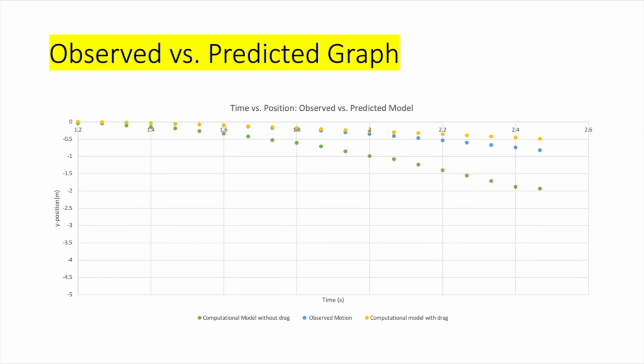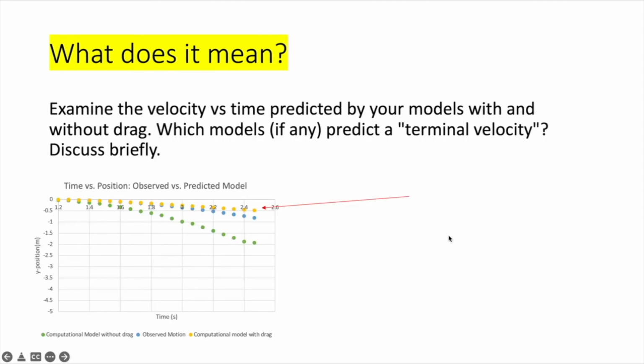Now comparing the observed model with the predicted model considering drag force, the model still overestimates the ball's position, but much less compared with the other one. The yellow and blue lines are closer together because I fitted the proportionality constant to almost an identical position to the observed motion. For that reason, they are almost the same. Nonetheless, to improve this in the future, I would choose a better proportionality constant to make the final position identical to the observed one. So what does it mean?